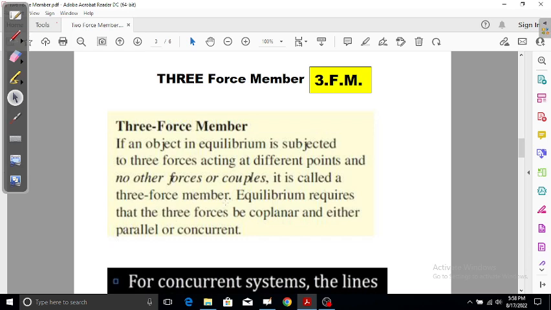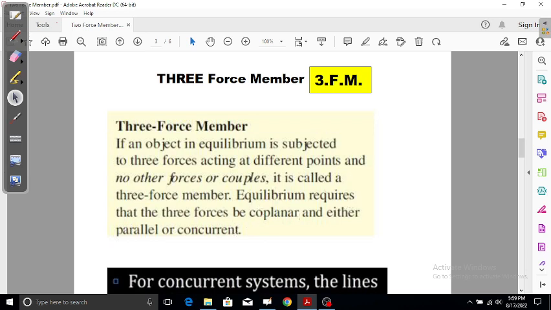Okay. So the previous one was two-force members. You were having two forces, but here you are going to have not two, but three forces. And the same logic applies. There must not be any extra force or couple acting besides the three forces, and so it will be treated as a three-force member.